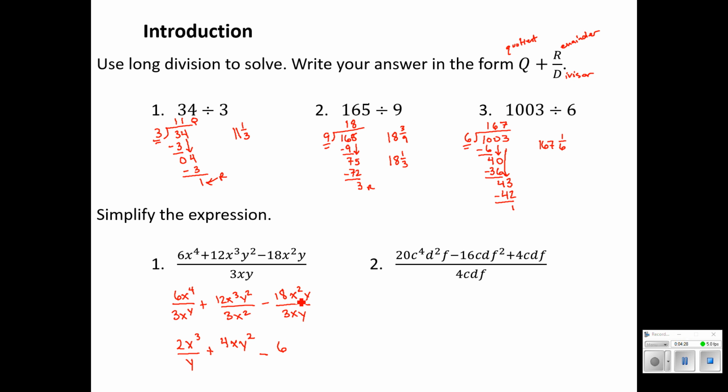18 divided by 3 is 6. x squared divided by x is 1x. And then y divided by y, those cancel out. It's just a 1. So here is our simplified expression.